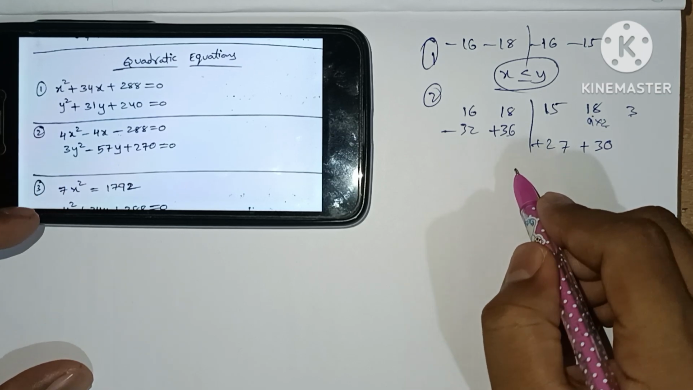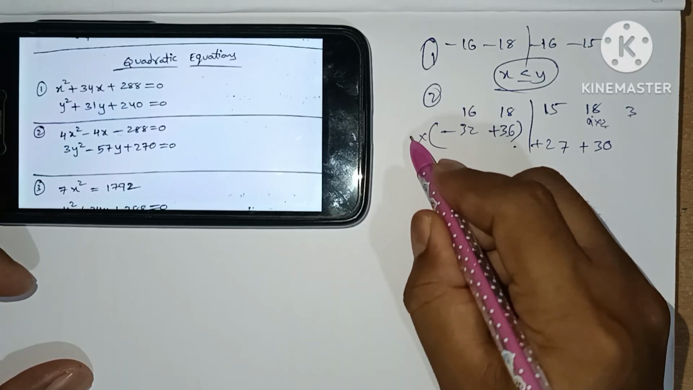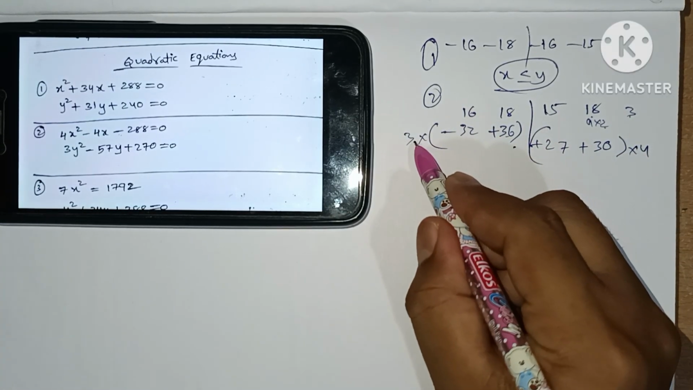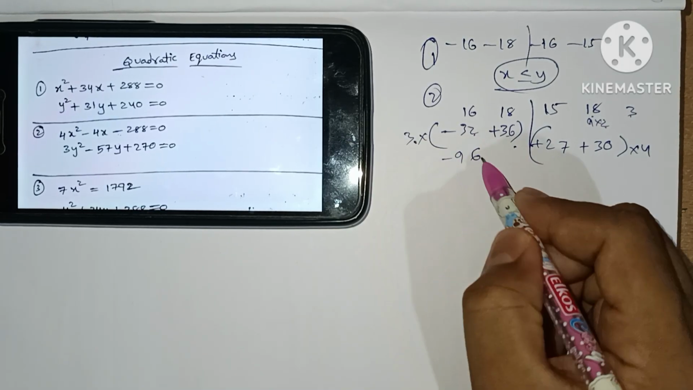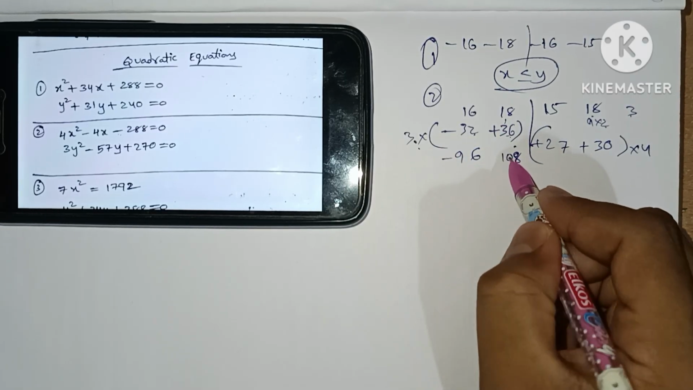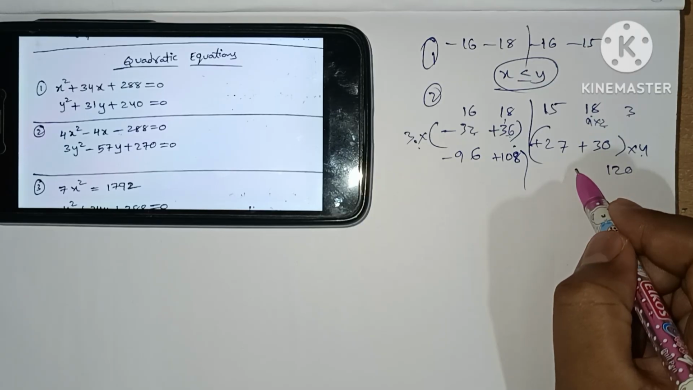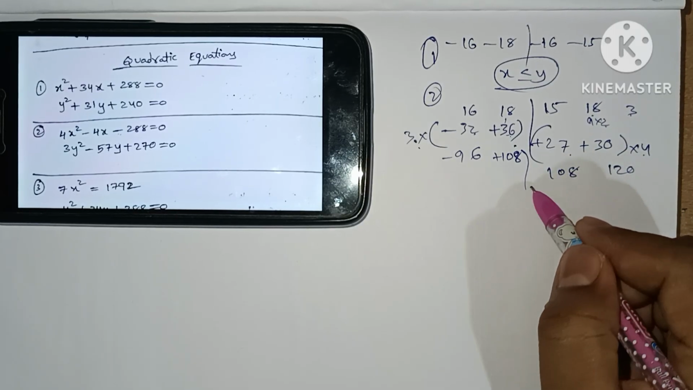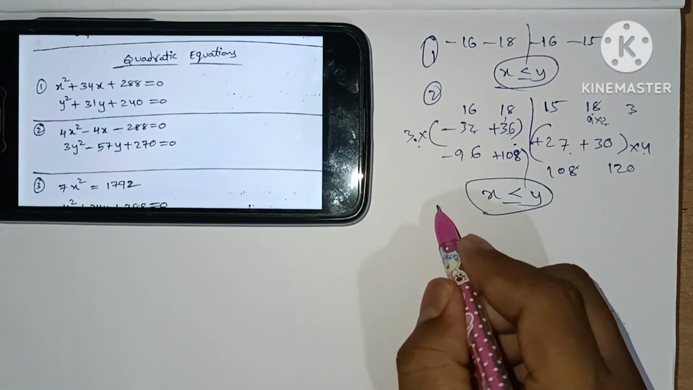Here the bases are not equal, so we are multiplying this equation with 3 and this equation with 4. So we get 3 2 times 6, 3 times minus 96, 3 6 times 18, 10 108. So here 120, this will be 54, 2 times 108. Now comparing these two, it is clear that x is lesser than or equals to y. This is the answer for the second question.